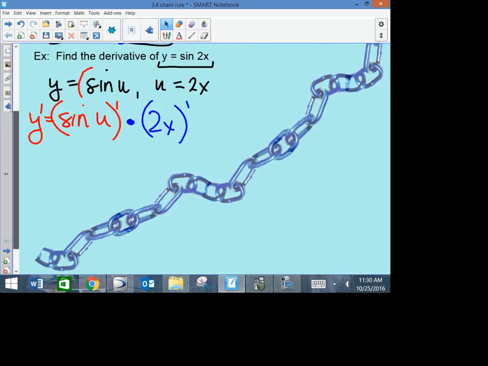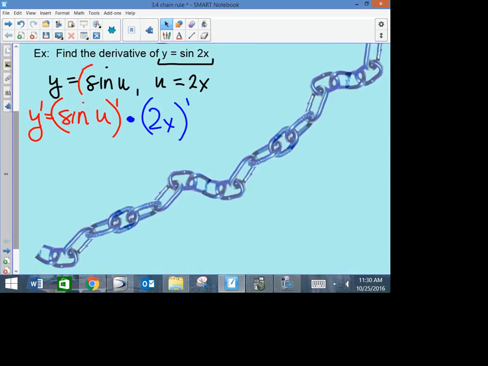All right, what's the derivative of sine of u, Jenna? Cosine u, very good. And what's the derivative of 2x? 2. Very good. Now, that's your derivative, but it doesn't make sense because you made u up. So put u back in, and you're done.